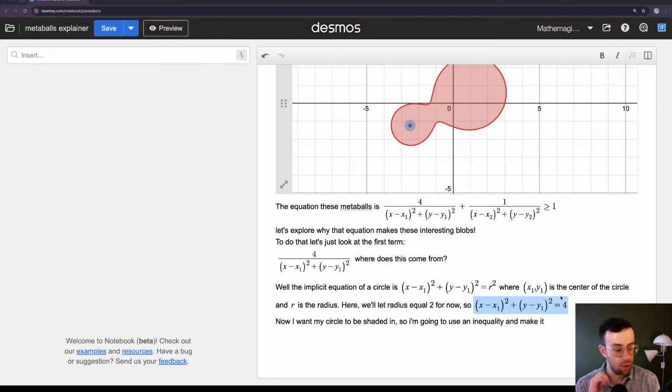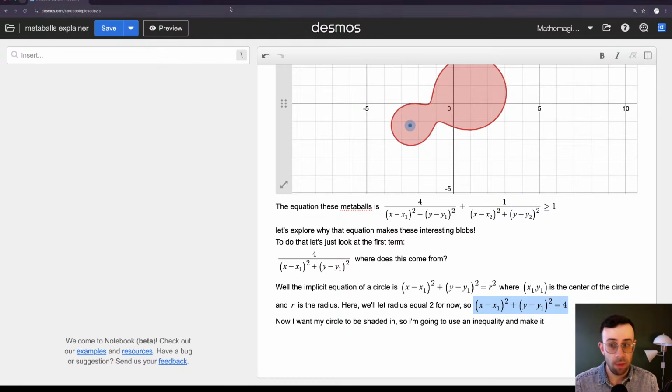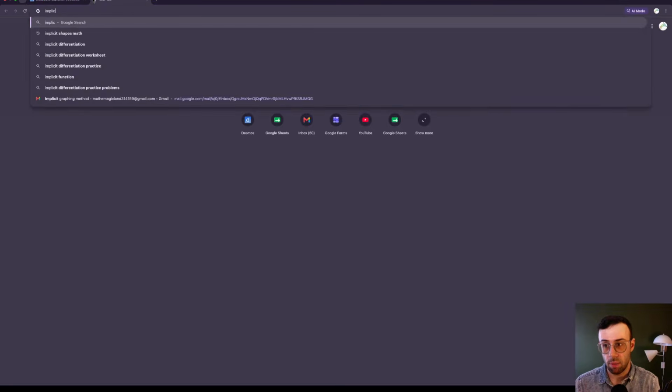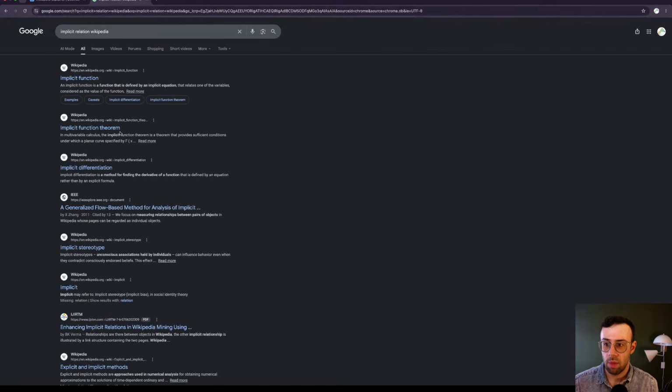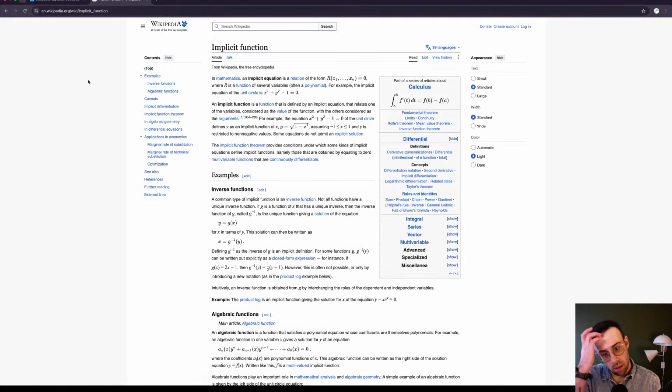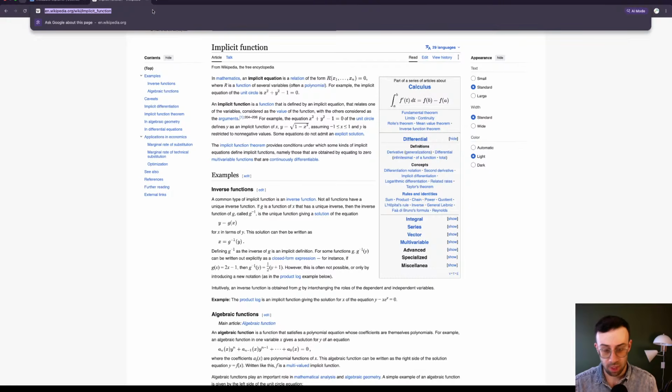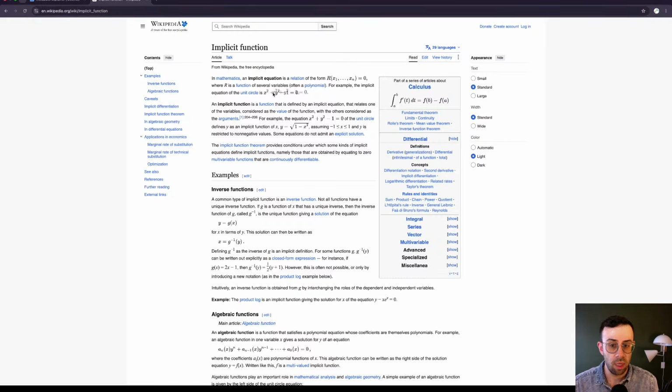Oh, okay. Links do work. It just doesn't give it custom text. Okay. So maybe I will do the implicit relation, Wikipedia, maybe implicit function. So I guess I'll just put that there for now, and you can see an example would be the equation of a circle here.